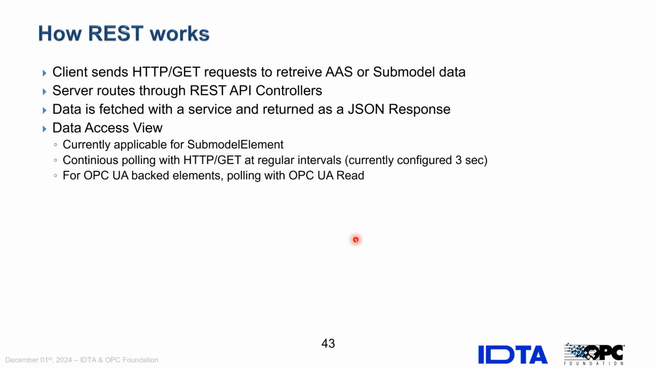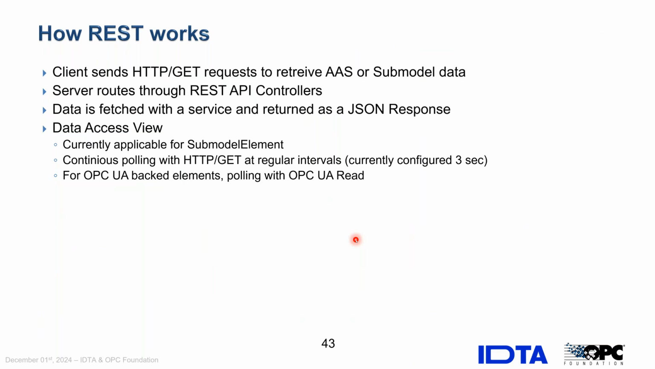Now let's dive deep into how REST and WebSocket work. Let's start with REST first. Just like any other application of HTTP REST, here in this POC as well, the client sends a request to retrieve the asset administration shell or the submodel data. As HTTP REST has a unique endpoint for every resource, the server takes care of routing these requests through the controller, fetching the requested resource, and returning the JSON serialization of the requested resource. So pretty straightforward here.